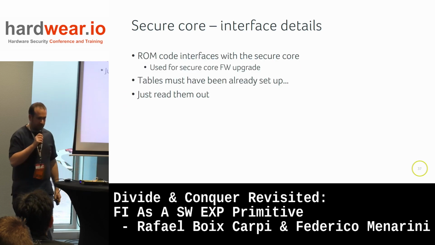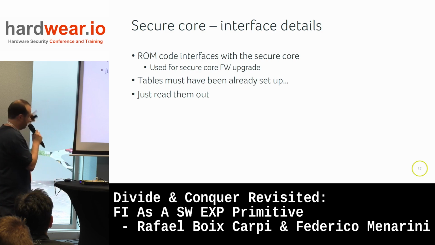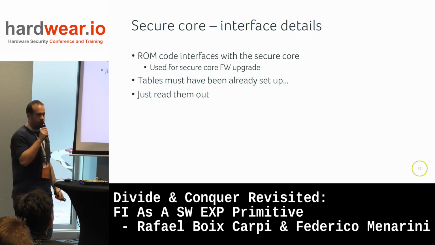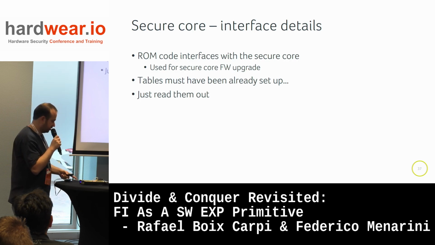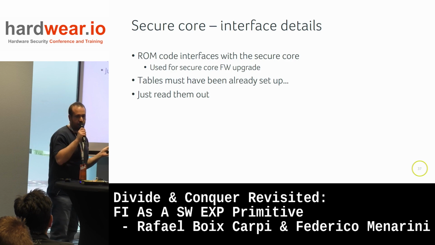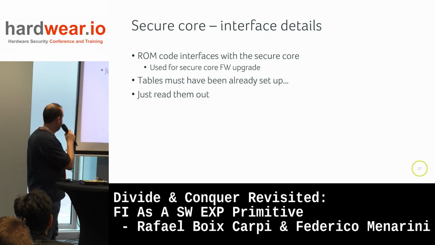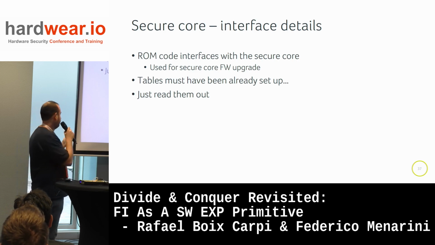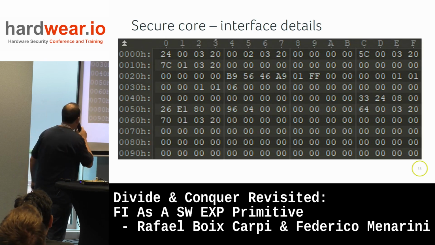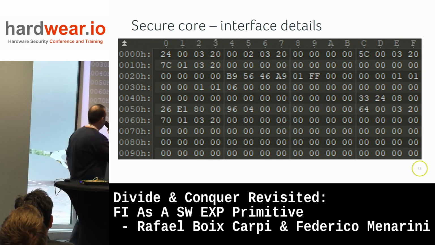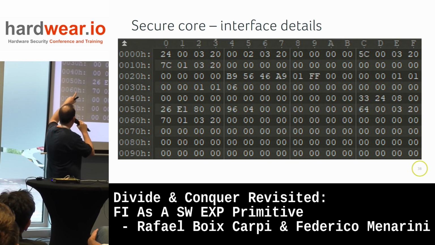Fortunately, we don't have to set up all these tables ourselves, because the ROM code implements some functionality to update the firmware in the secure core, which means we can simply connect the JTAG. As we mentioned earlier, JTAG access is open. We can read out the ROM. We can also read out these SRAM tables, which have been set up by their own code, so we don't have to compute them ourselves. And this is how they look. I hope everybody can read them. Maybe they're a bit small, but I'll try to go through them.